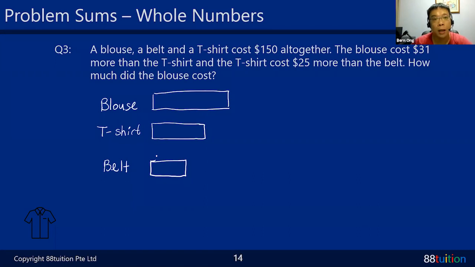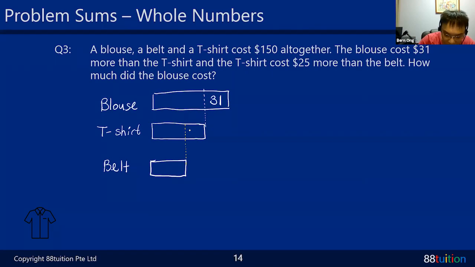Okay. So now I'm going to cut up a little bit. The blouse costs $31 more than the t-shirt. So this portion, comparing with the t-shirt, can you see this white dotted line? The $31 appears here, comparing the blouse and the t-shirt. Next, the t-shirt and the belt. The t-shirt costs $25 more than the belt. So it's this yellow color portion. Now I compare the t-shirt and the belt. Can you see this portion?